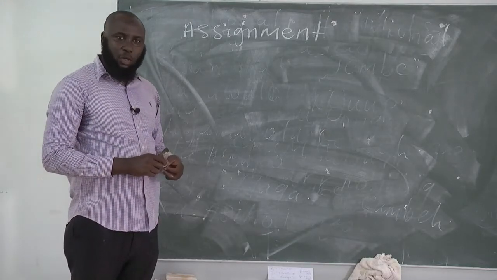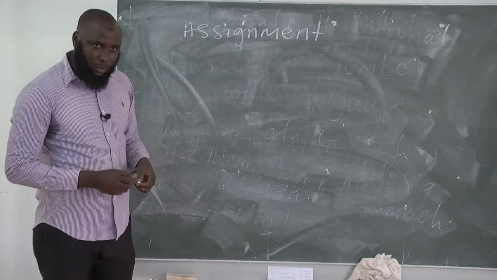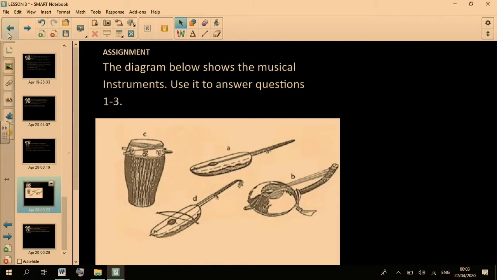I'm here to give a lesson on social and environmental studies in the upper basic level. Now in the last class, I gave you an assignment. The lesson was traditional music, songs, proverbs, dance, etc. Now the assignment was, I gave you a diagram which has the picture of musical instruments which are labeled A, B, C, and D. Now use that diagram to answer question 1, 2, 3.